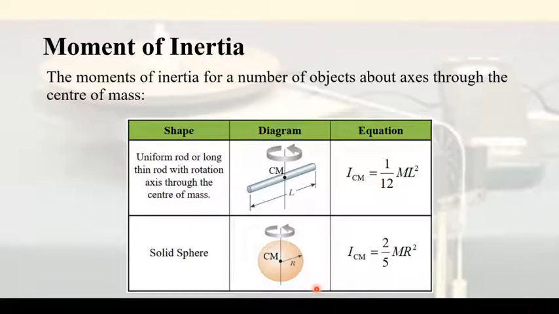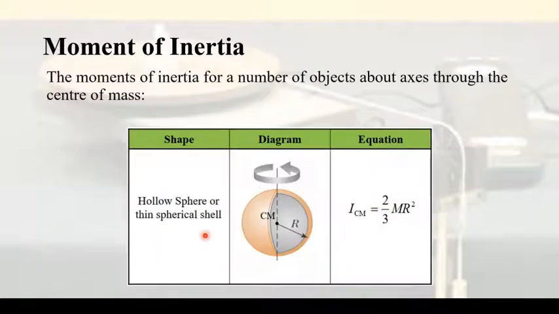Now, if you have a hollow sphere or a thin spherical shell, for example, such as a ping pong ball, the inside is empty. Okay, you just have the shell. So I is equal to 2 over 3 mr squared. So for various types of object, they are going to have different moments of inertia. Okay, you are going to use different equations to calculate their moments of inertia.